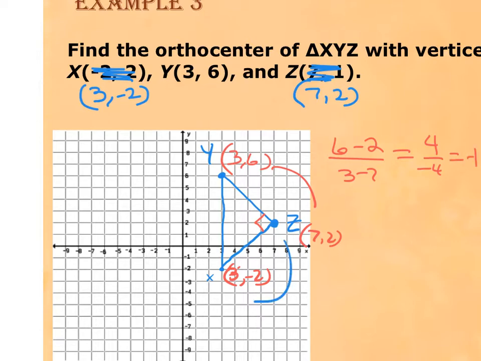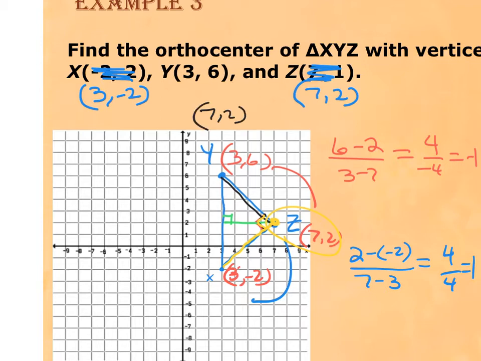Now I'm going to calculate the slope of this line to see if it's the opposite reciprocal. Here I could do 2 minus negative 2 over 7 minus 3 and get 4 over 4, which gives me positive 1. These are opposite reciprocals, so this is a right triangle. This tells me that my orthocenter will be on the triangle, and all I have to do is show that this right here is the perpendicular distance, but the perpendicular coming out of vertex Y is this line right here, and the perpendicular segment coming out of X is this one. So my point of concurrency here is Z, and it's 7, 2.